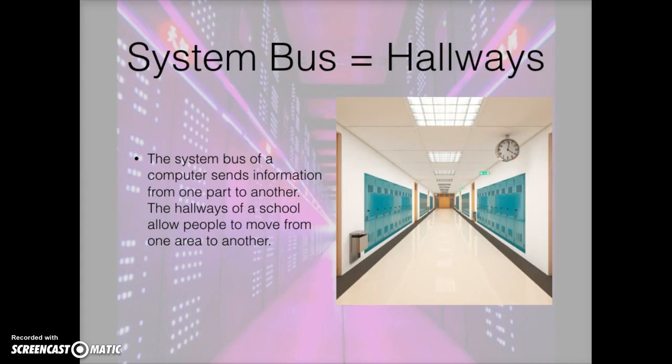The system bus in a computer is what sends information from one place to another, from the hard drive to the CPU, from the RAM to the hard drive, the hard drive and the RAM to the output devices, wherever anything needs to go. It goes through the system bus, so that is like the hallways for a school, which send students and teachers and anything else that needs to move in a school. The hallways move it around.